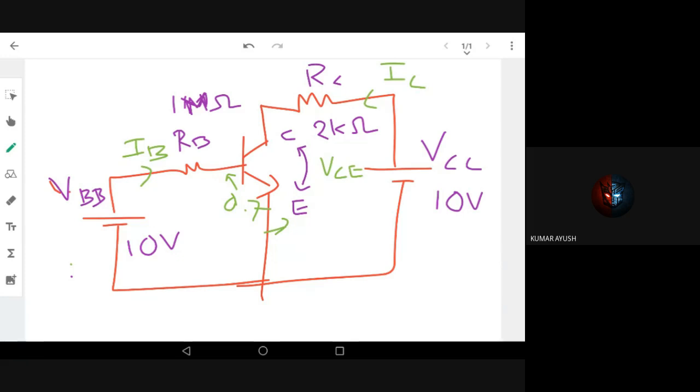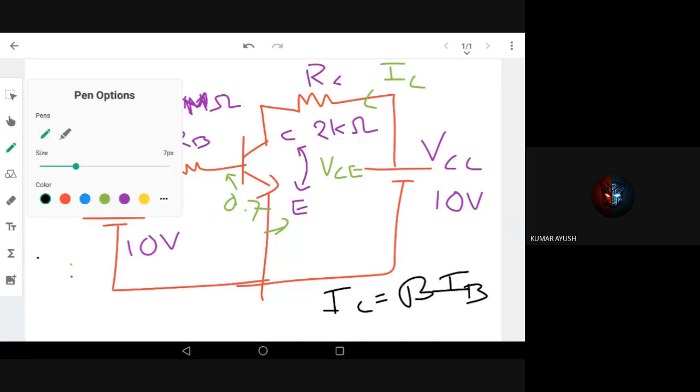Here it is a DC. We are only discussing the DC part here. So that is a very important point. Okay, now let's analyze. How do we start analyzing? We need to find IC. We know the equation of IC: IC is equal to beta times IB. So now the question is how to find IB.